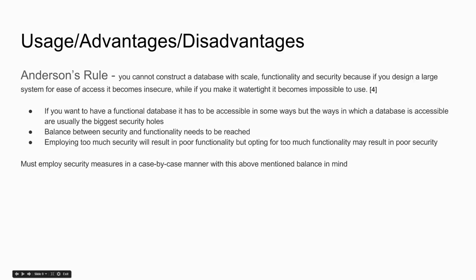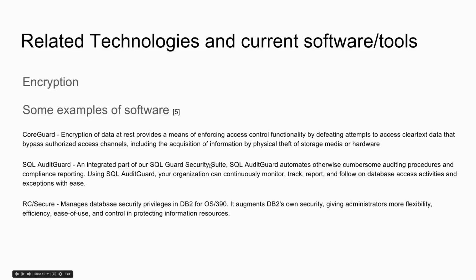One type of technology that's related hand in hand with database security is encryption. If you have sensitive data, you want it to be encrypted on your database. I'm not going to go into encryption, but you can look it up. Encryption is great. And as for examples of software, there are numerous. A couple examples are CoreGuard, SQL Audit Guard, and RC/Secure. And these are just various ways to secure your data from different types of security threats.